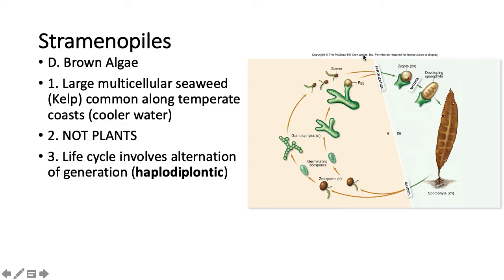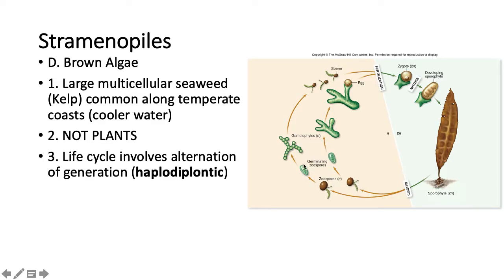So we'll start right here with fertilization. Egg and sperm meet in fertilization, forming a diploid, and the diploid zygote will go through mitosis and develop a structure called the sporophyte. The sporophyte is the diploid, I don't want to say adult form, but I guess the mature form of the diploid side of things. And then the sporophyte will undergo meiosis and produce zoospores.